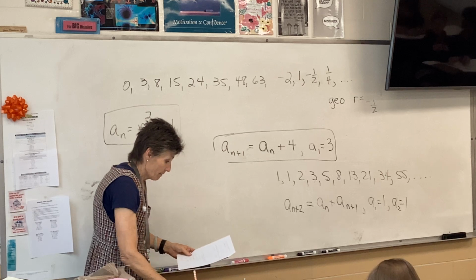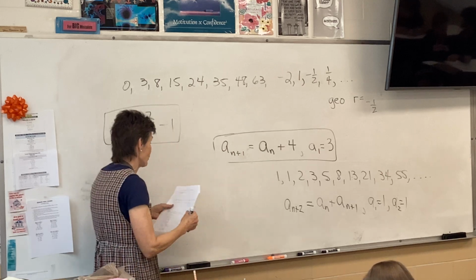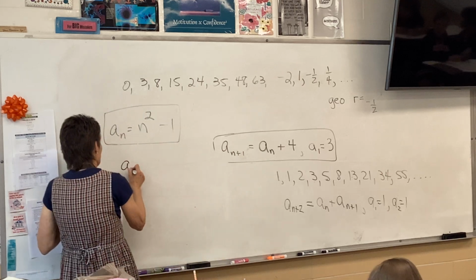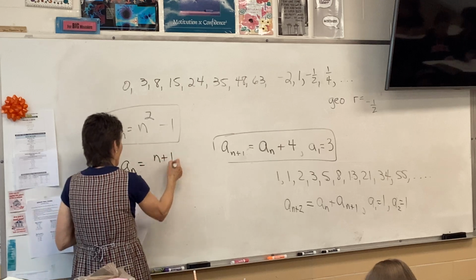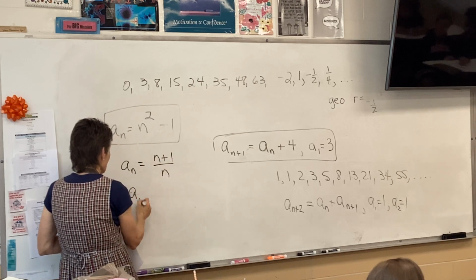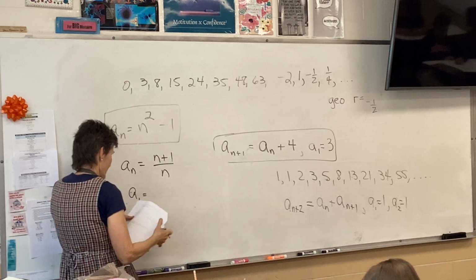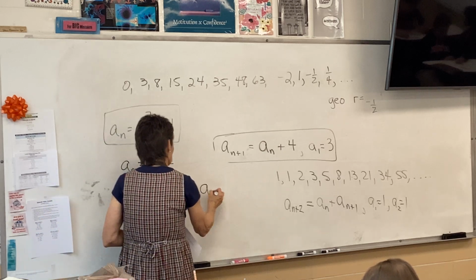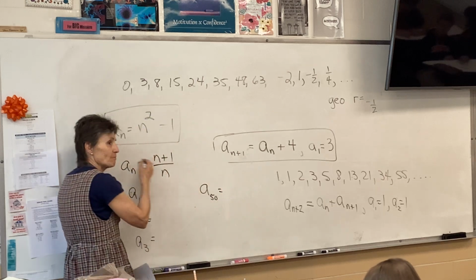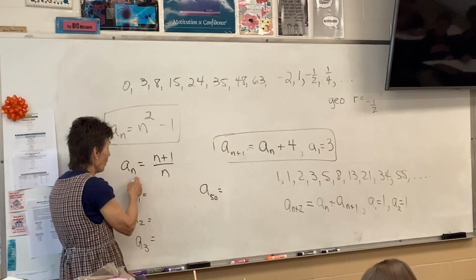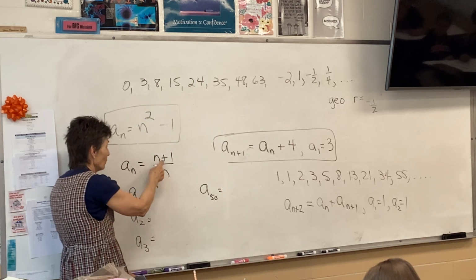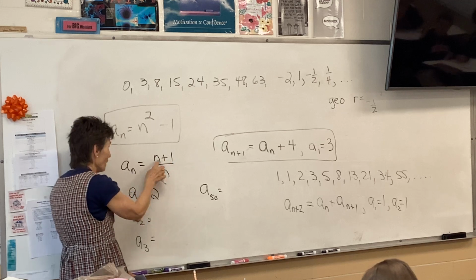Oh, we're getting some stuff. Find the first three terms. Oh, this is so easy. So a sub n is n plus 1 over n, and you're finding a sub 1, a sub 2, a sub 3, and a sub 50. These are explicit formulas, so that's easy. A sub 1 will be what? 1 plus 1 over 1, just 2.